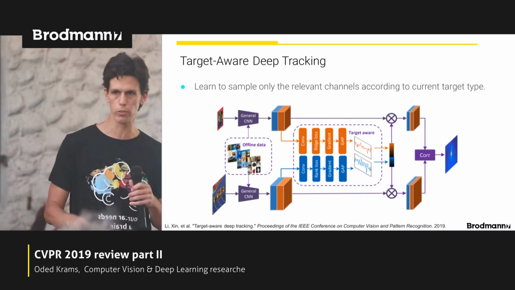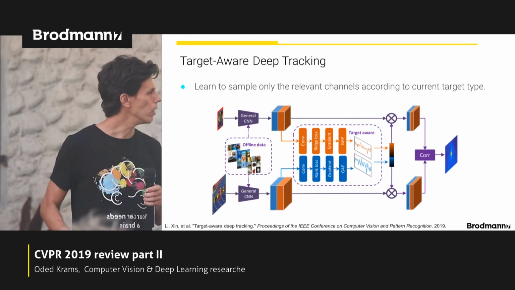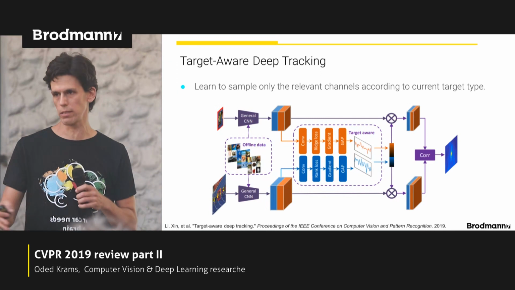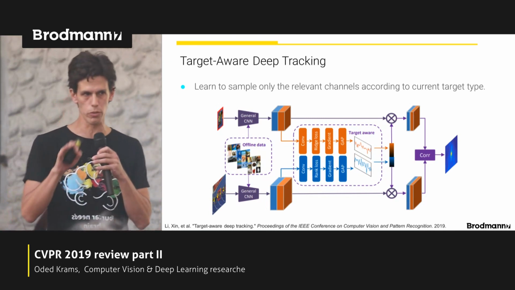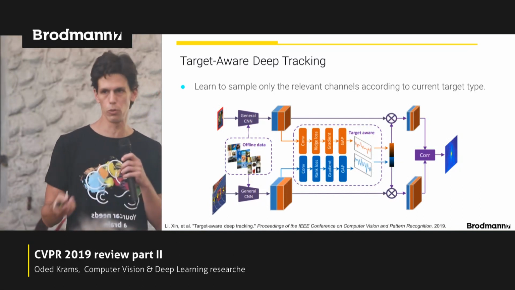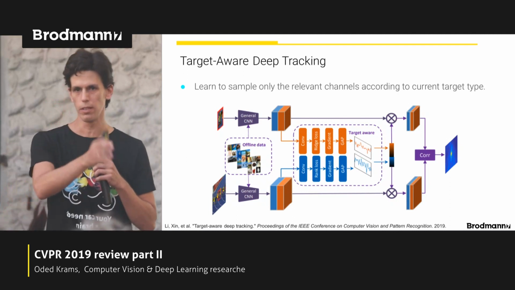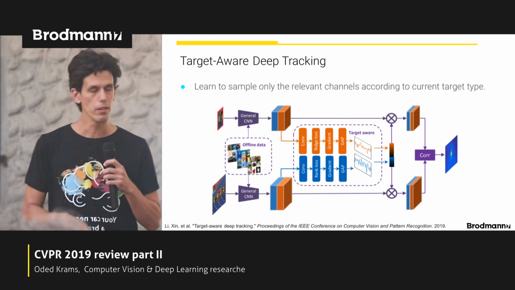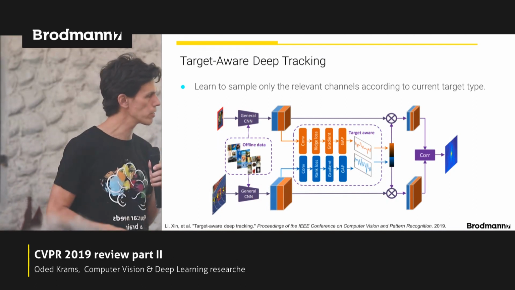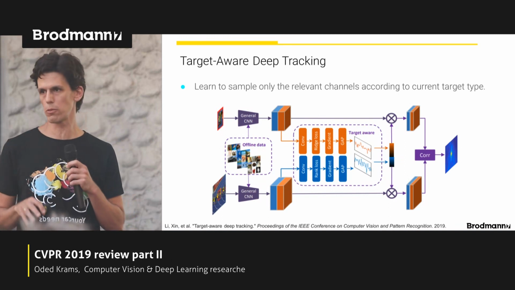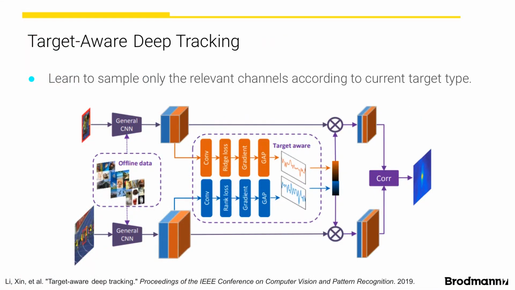For example, when we track the person, as we see in this example, this runner, we want to use channel number 10, number 100, and number 150. So we'll suppress all the other channels, and we use only these. And if we want to track a car, we use different channels. We use channel 70, channel 80, and channel number 1. So the middle part of this Siamese network, that's what it aimed to do. It aimed to choose the right channels in order to track the object.